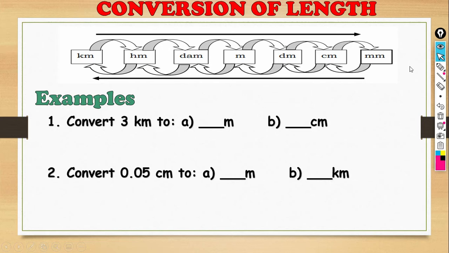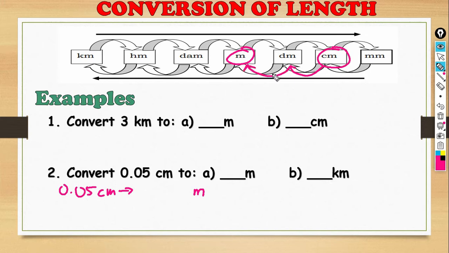Let's convert 0.05 centimeters to, we have here meter and kilometer. So, let's start with letter A, converting 0.05 centimeters to meter. So, titingnan natin sa chart, nasaan ba ang centimeter? So, nandito siya. Ilang hakbang siya papunta sa meter? So, siya ay from right to left. So, bilangin natin. 1, 2.